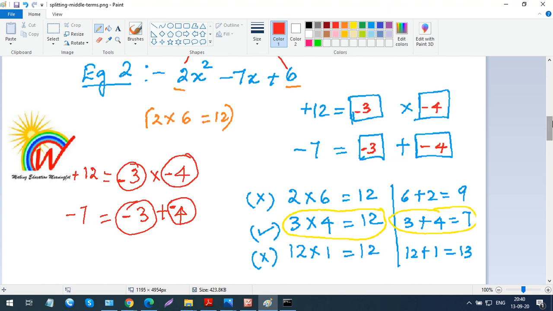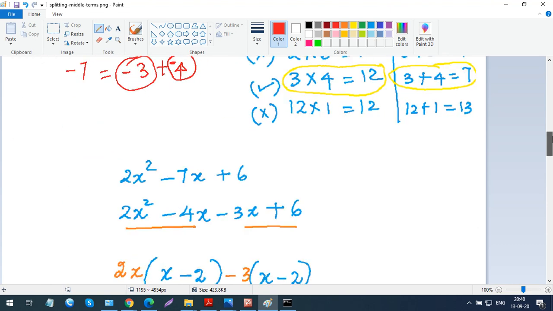Okay, so now I'm going to split the middle term. First I'll write the question as it is: 2x square minus 7x plus 6. Now 2x square and 6, I'm not going to change. I'm going to write them as they are. Only the middle term is going to be split. So that's why it's called splitting the middle term. Instead of writing minus 7, I'll be writing minus 3 and minus 4, or minus 4 and minus 3. It's not going to make any difference. You can write minus 4 first or minus 3 first. That is not going to change your answer, but be careful with the sign you are putting.